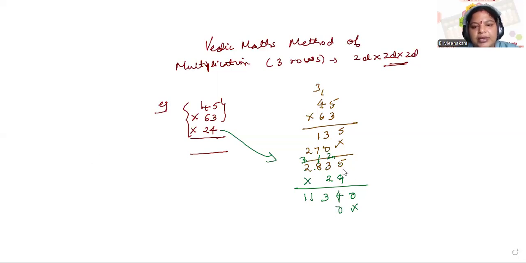So let me erase these parts. This got erased. Okay, no problem. I've rewritten them. Now I'm multiplying this 2 with 2835.